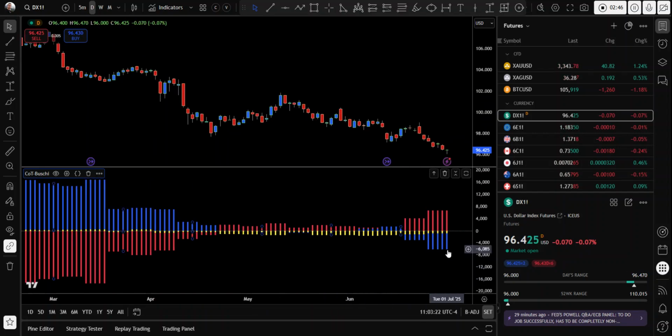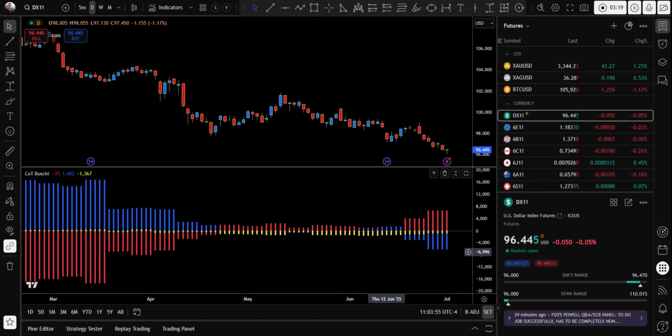Now you can see why we get a net positioning of negative whatever it is here. Look at the blue one. Remember, red is commercial, blue is large specs, and yellow is small specs. Looking at the blue one, you get a net positioning of negative 6,000 contracts. What does that mean? There were more shorts than longs, so they became net 6,000 short. That's basically all you need to know.